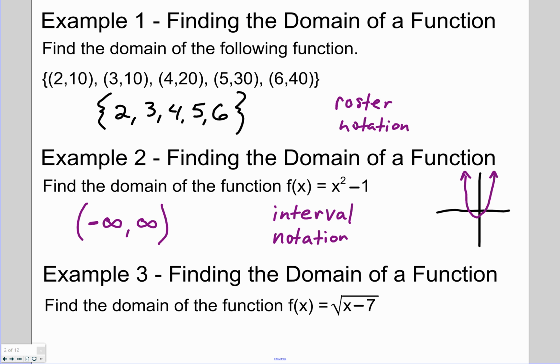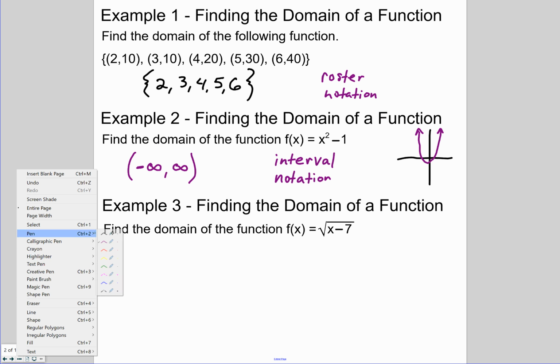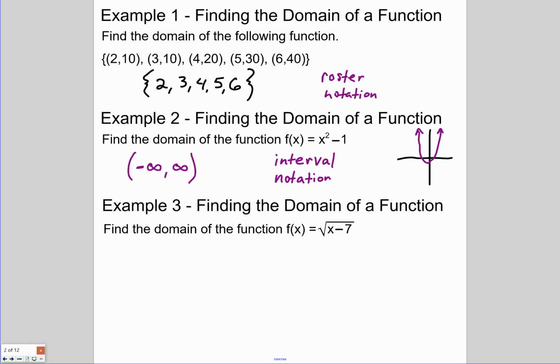Okay, what about for example 3? The same idea, but I've given you a different function. What is this function going to look like? If I plugged in 0, what do I get? What's 0 minus 7? Negative 7. Can I take the square root of a negative 7? No. I can't, so 0 is not going to be a part of our domain. What's the first number you can plug in that would be okay? 1 wouldn't work either. Not 2. 2 minus 7 is negative 5.